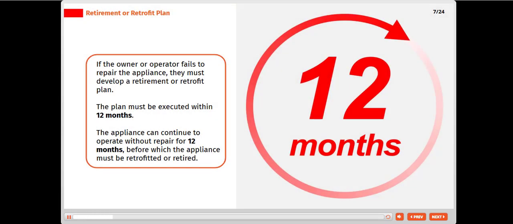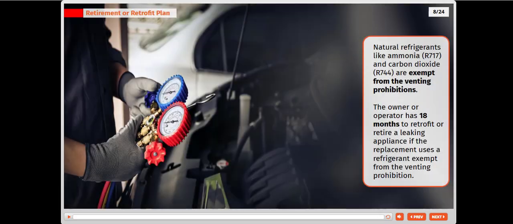If the owner or operator fails to repair the appliance, they must develop a retirement or retrofit plan. The plan must be executed within 12 months. The appliance can continue to operate without repair for 12 months, before which the appliance must be retrofitted or retired. Natural refrigerants like ammonia, R717, and carbon dioxide, R744, are exempt from the venting prohibitions. The owner or operator has 18 months to retrofit or retire a leaking appliance if the replacement uses a refrigerant exempt from the venting prohibition.